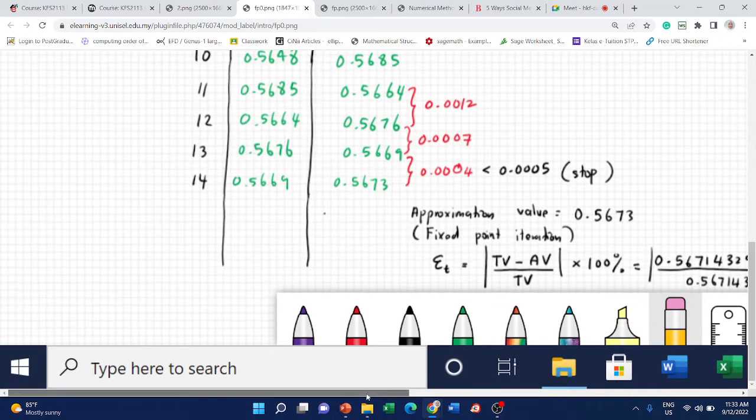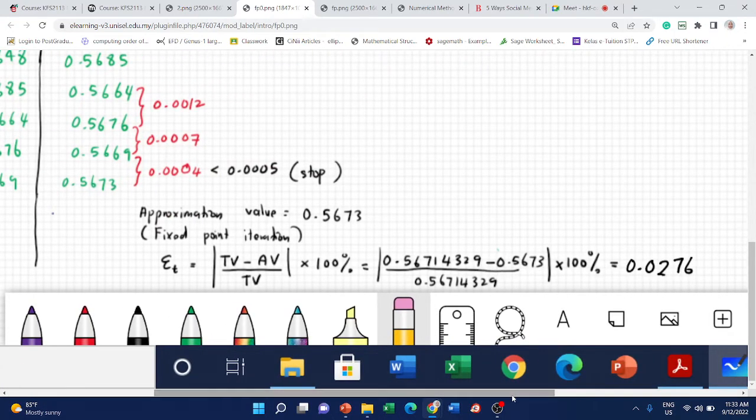Now let's see the relative error. Our approximation value using this fixed point iteration comes from here, the last number that you compute, which is 0.5673. And then we wanted to know what is the relative error, so we are using this relative error basic formula, and then you compute using the true value. Substitute into this basic formula, and then we have 0.0276%. Now if we want to compare these fixed point iterations with other methods, we are going to take this relative error.